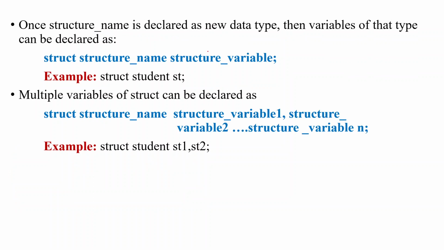How are we going to declare a variable? We are going to use struct, the structure name, followed by a space, and then we give the structure variable. The example is struct, this is the structure name, that is the tag name, followed by a space. Then this st is called a structure variable. If we are going to give multiple variables for one particular structure, then we separate them with a comma. For example, struct student st1, st2 semicolon. So this is how you will declare a variable for a structure.